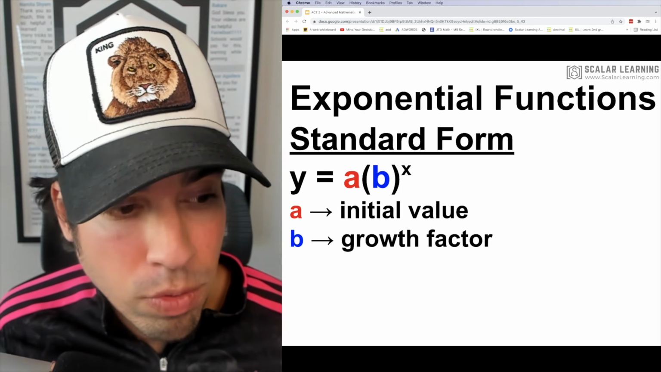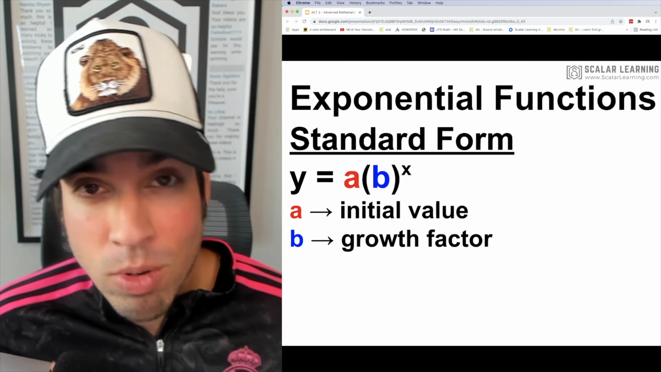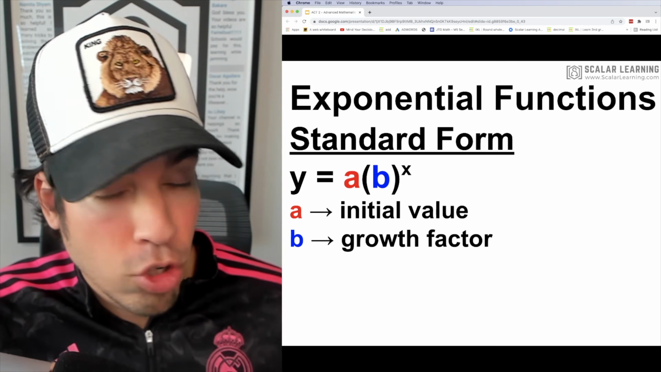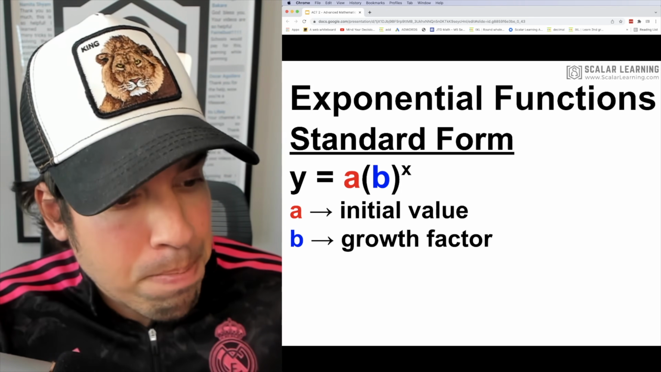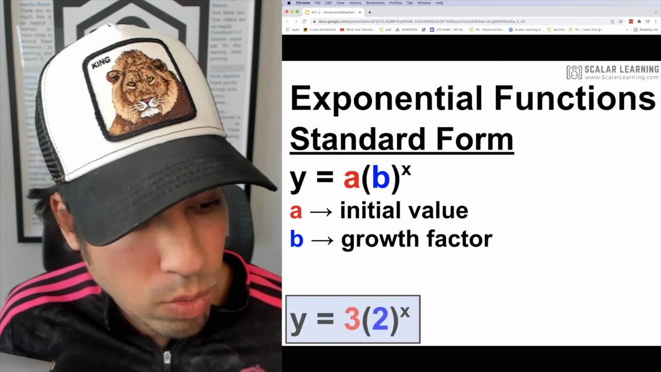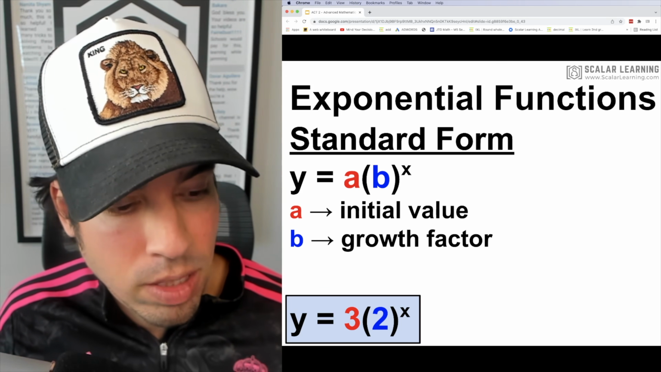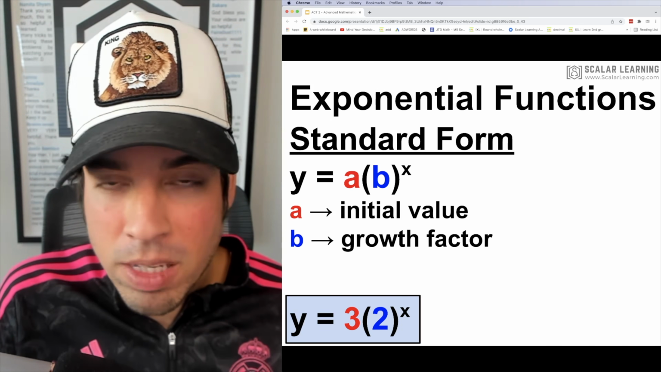B is what we call the growth factor. So for example, if it's doubling every hour or tripling every hour, that B value would be 2 or 3. Or if it's growing by 50% every hour, that B value would be 1.5. So in this example here, we have y equals 3 times 2 to the x. So again, it would be doubling and with an initial value or starting population, let's say 3.